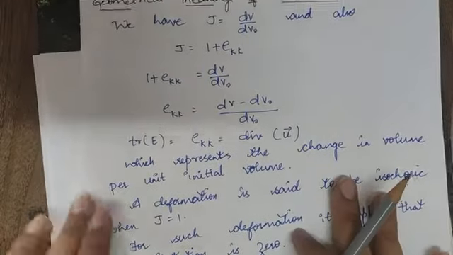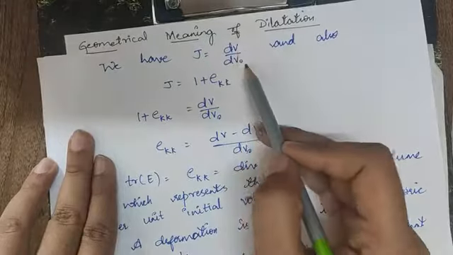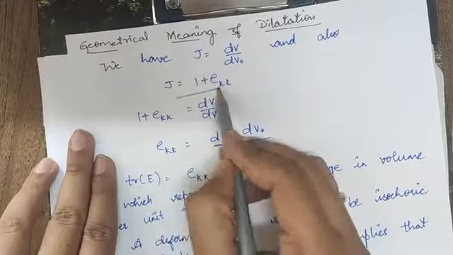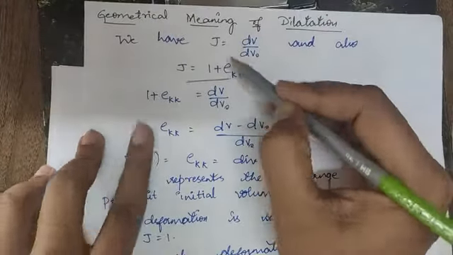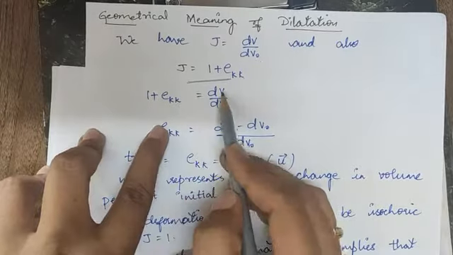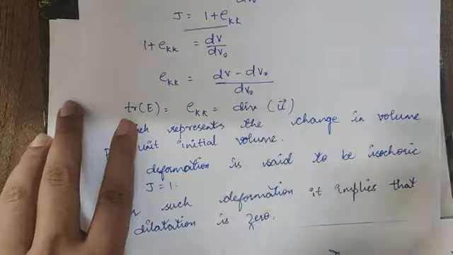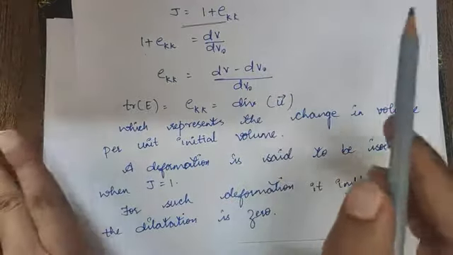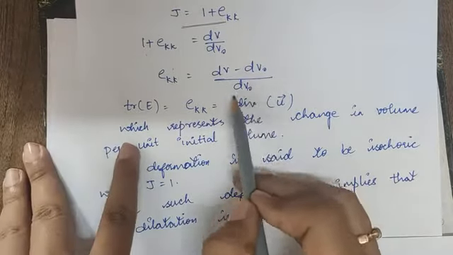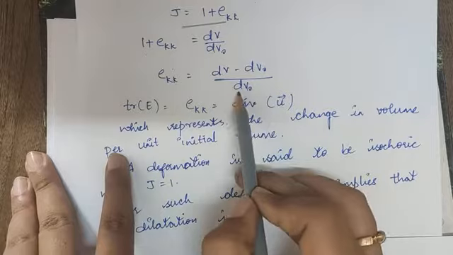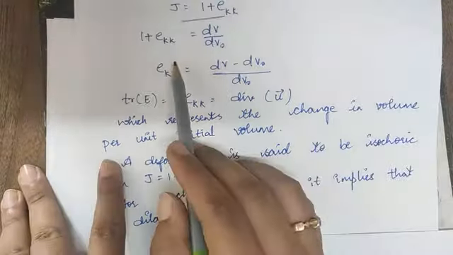The geometrical meaning of dilatation is as follows. We have this relation, correct? J is equal to dv by dv naught, and also this relation J is equal to 1 plus ekk. Now substitute 1 plus ekk here, you will get 1 plus ekk is equal to dv by dv naught. If you solve for ekk, you will get (dv minus dv naught) by dv naught. What does it say? It says that your ekk represents the change in volume per unit initial volume. That is nothing but dilatation.